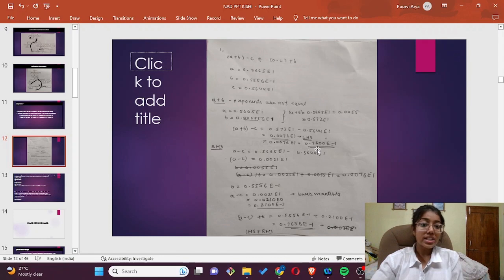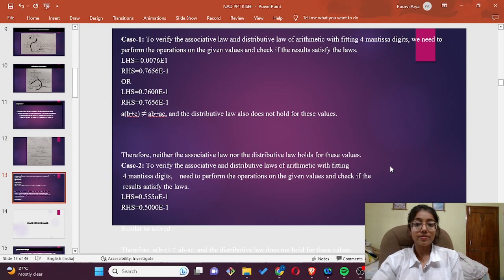here it was 0.7600, e was minus 1. Both of them are not the same, so that proves that LHS is not equal to RHS. So in case 1, LHS was 0.0076 E1, RHS was 0.7656 E minus 1, or after converting it or normalizing it, we get 0.7600 E minus 1.